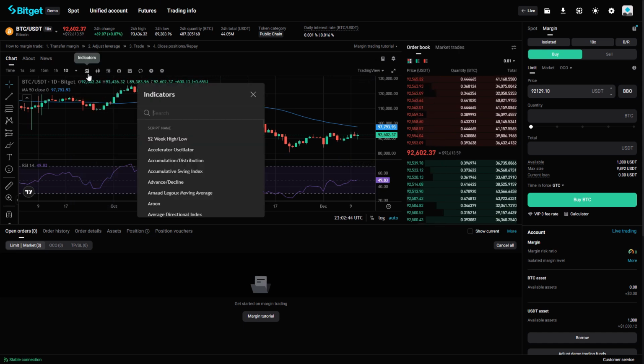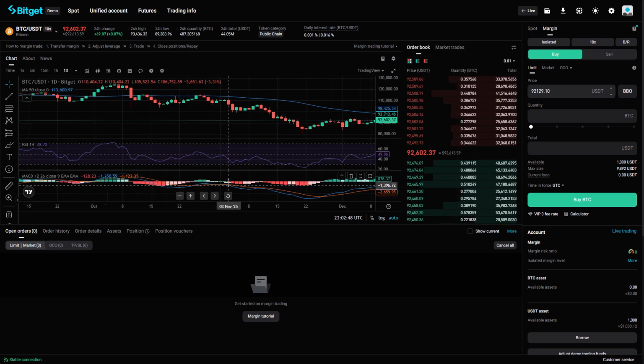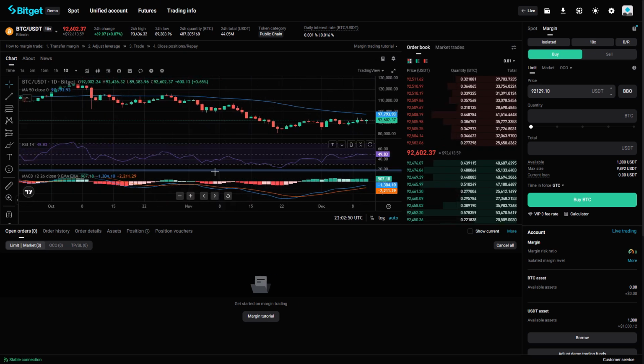And the third is MACD, also known as Moving Average Convergence Divergence. This shows you momentum and potential trend changes. When the MACD line, which is the blue line, crosses above the signal line, it is a bullish signal. When it crosses below, it is bearish.